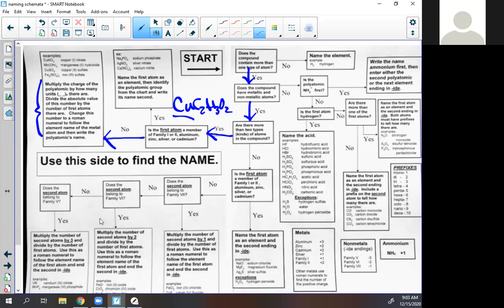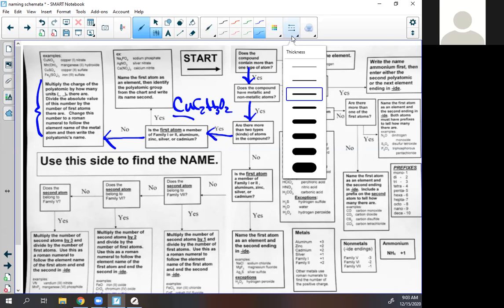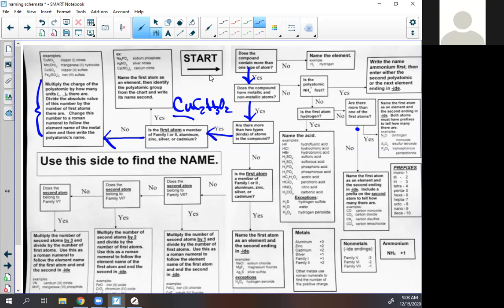So I'm going to put it right down here. Make it nice and fat so we can see it. First off, it says multiply the charge of the polyatomic by how many units there are. Okay, so what does that even mean? So this thing right here is the polyatomic ion, correct? How many acetates are there here?